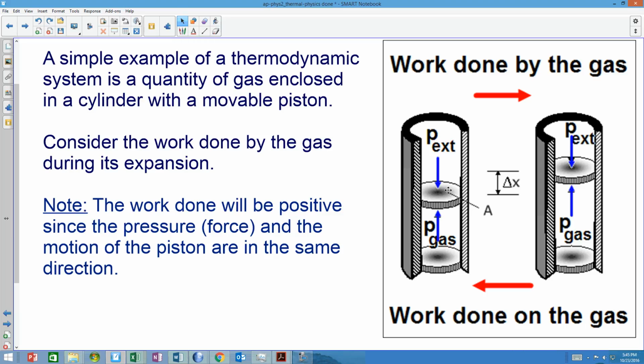The work done on the gas is going to cause the force by the gas on the piston to be in the opposite direction of the motion of the piston, and therefore the force exerted by the gas is going to be in the opposite direction of the displacement, and therefore the work will be negative.